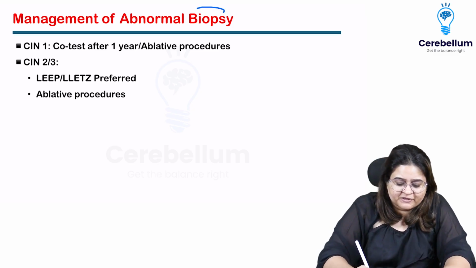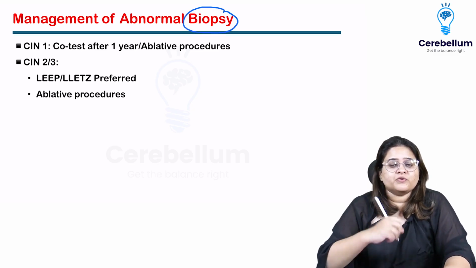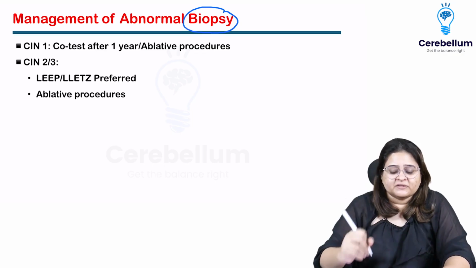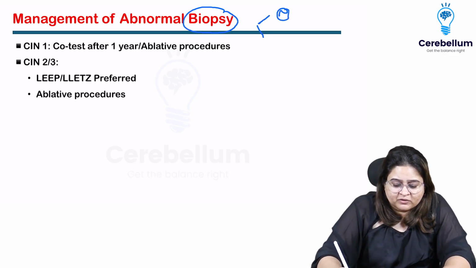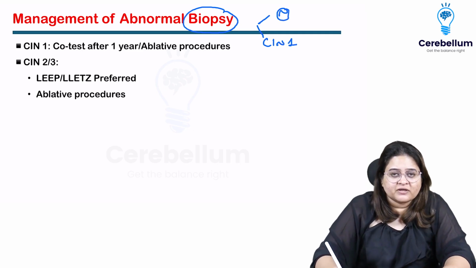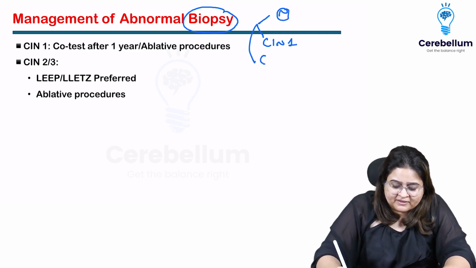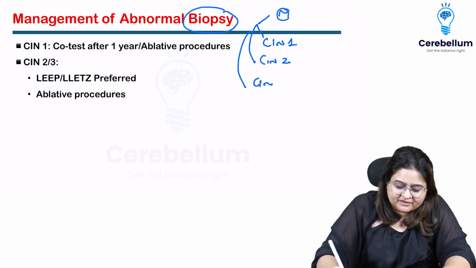Now you've taken a biopsy from an abnormal lesion. You've done a colposcopy, you've done a biopsy. What are the possible things? It could come normal. It could come as CIN, cervical intraepithelial neoplasia 1, CIN2 or CIN3.